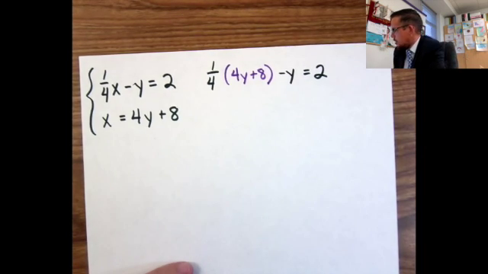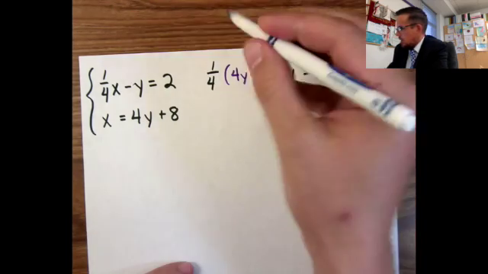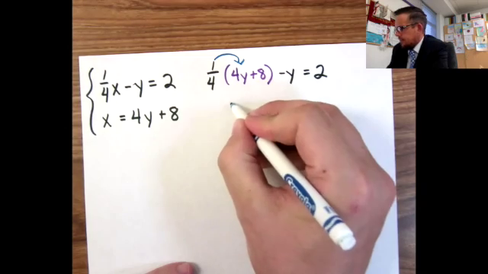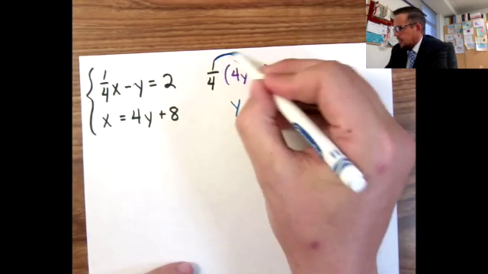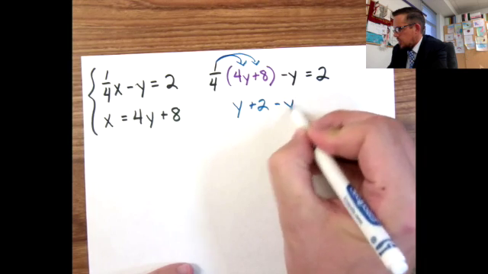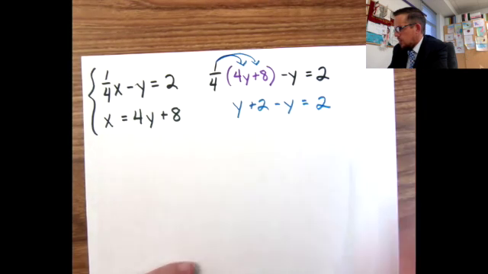Let's do the distributive property. So what is 1/4 times 4y? That's 1y. And 1/4 times 8 is 2. 2 minus y equals 2.